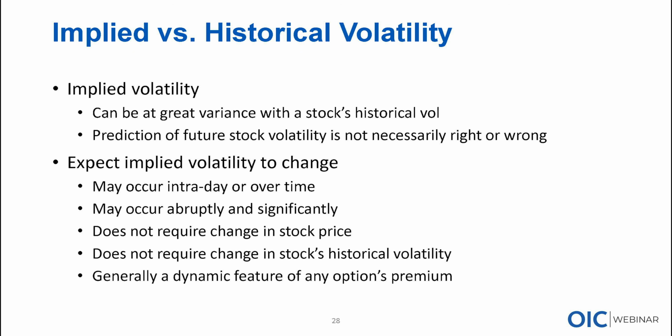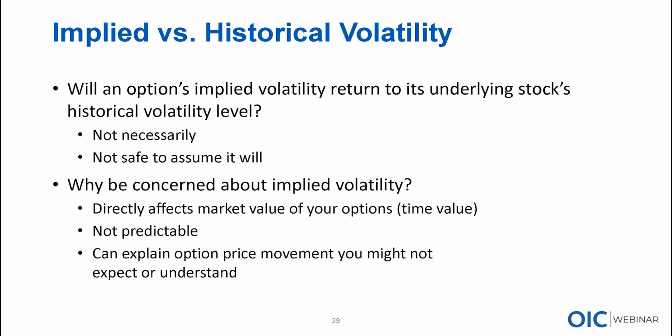Conversely, if implied volatility is above its historical levels, then investors may see that as a selling opportunity, thinking that the volatility is going to decline, and as it does, option prices are going to follow suit. So this addresses what I just spoke about. Will the implied vol return to its historic level? It's not necessarily the case, but we're concerned about implied vol because it directly affects the time value. As volatility increases, the value of that option is going to increase, the time value is going to increase. Option buyers, that's a great thing. Option sellers, not so much.